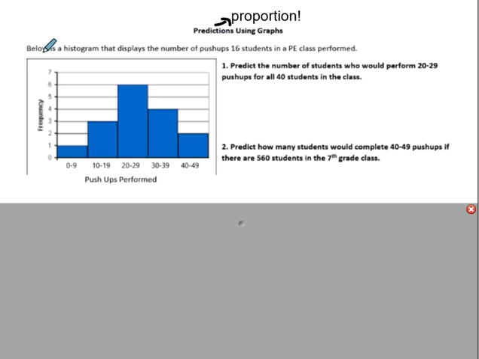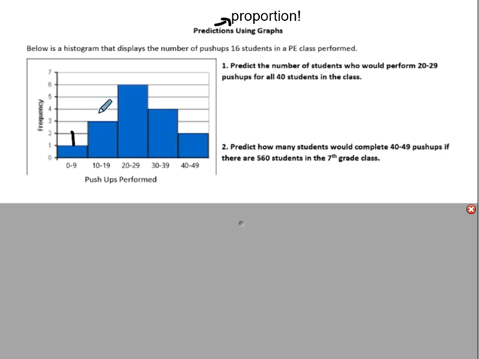All right, so below is a histogram that displays the number of push-ups 16 students in a PE class performed. The first thing we want to look at is what the X and Y axis are. So my interval, which is going 0 to 9, 10 to 19, 20 to 29, is about how many push-ups people performed. And the height of each interval bar is just saying how many people performed that many push-ups.